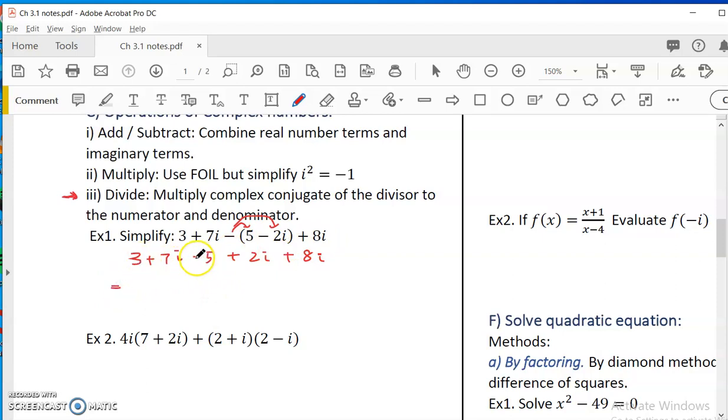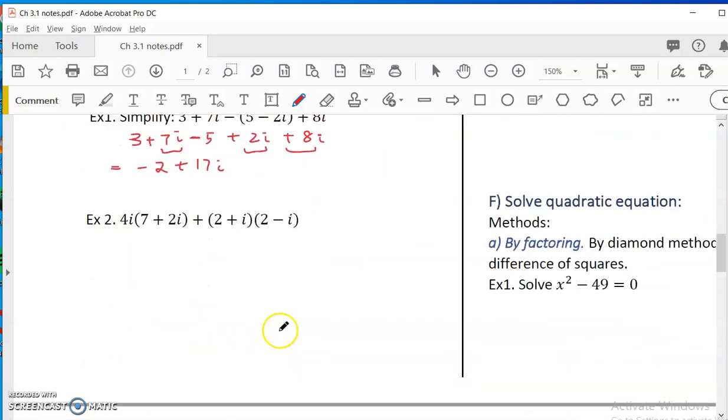So 3 and -5 are the real part. So I combine them. So this will be -2. Imaginary part with imaginary part. So 7i plus 2i plus 8i. So this is plus 17i. Oh, at the end, I have a complex number. A plus bi, right?